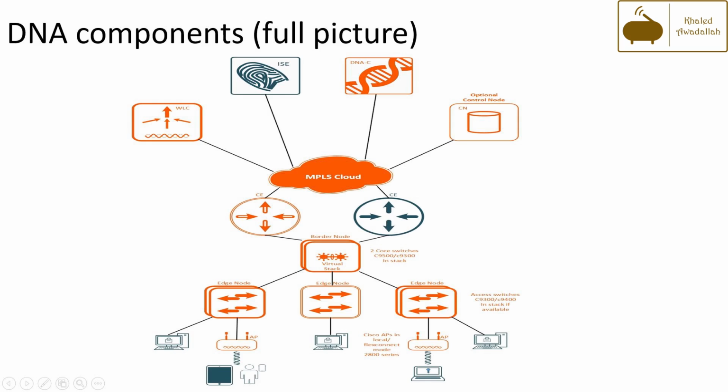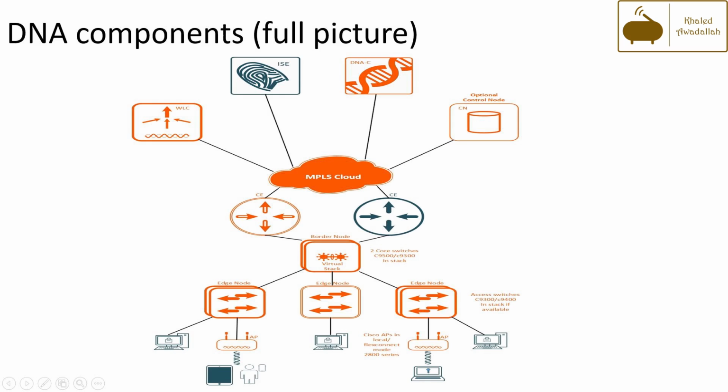The fabric components and the DNA Center can be connected together using MPLS, no problem. Although there is no information now on how much delay or what the packet loss should be between the fabric components and DNA Center. I asked Cisco directly and I didn't get an answer. I didn't get any numbers. But I believe it will depend on the network itself or the network speed itself.